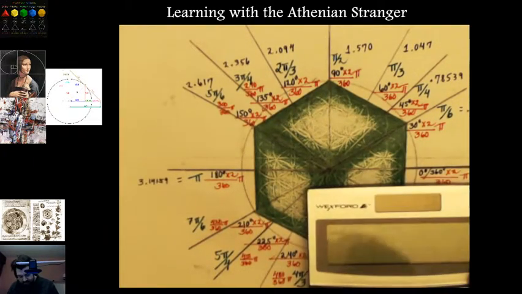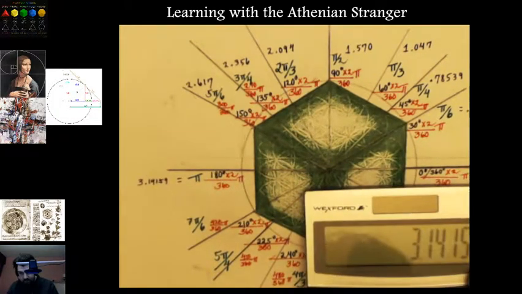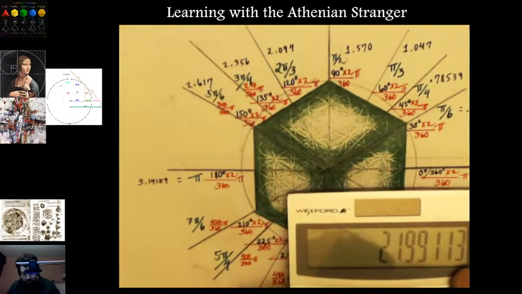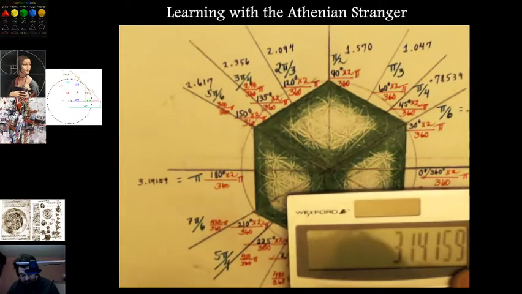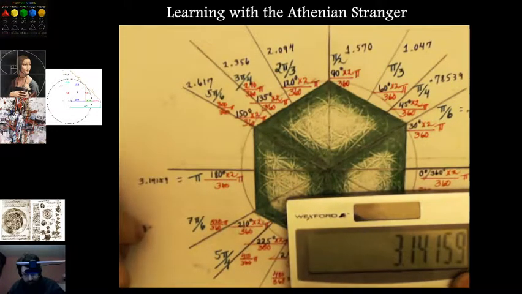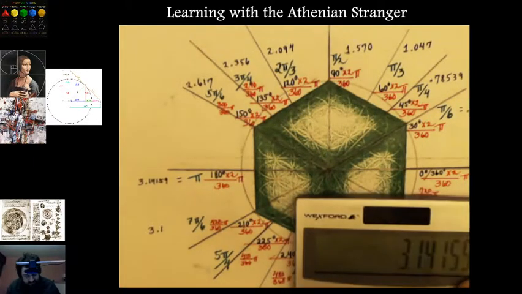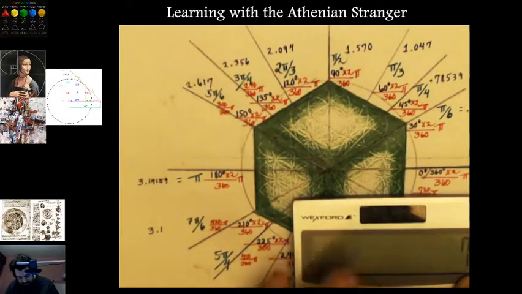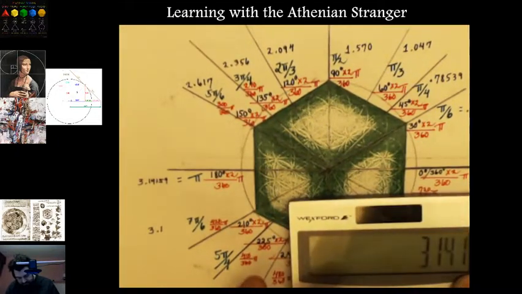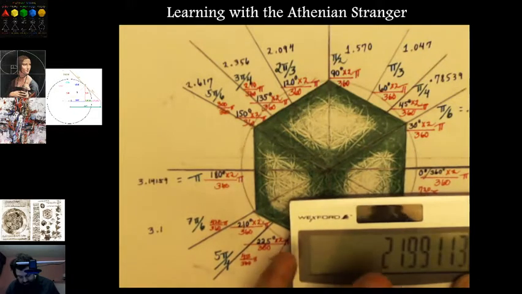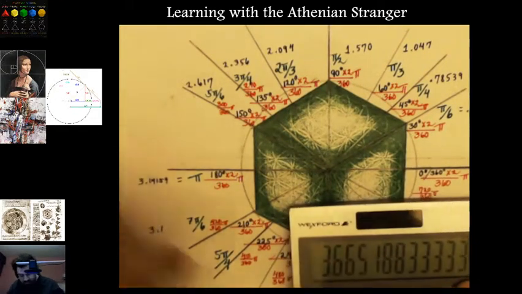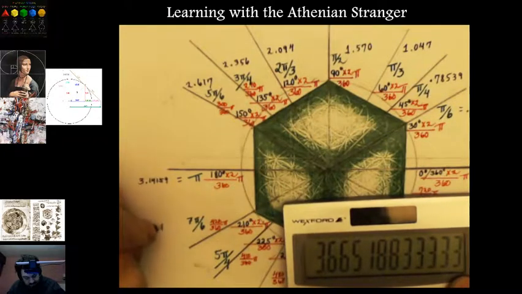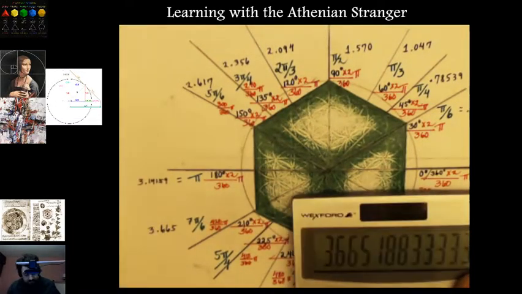7 pi over 6. 7 times 3.14159 divided by 7. This gives me 3.1. I think I did it again. 7 times 3.14159 divided by 6. 3.66518. 3.665. Okay, we'll stop with the significant digits there.